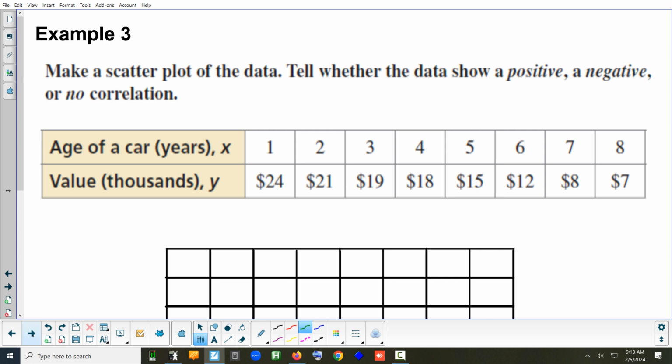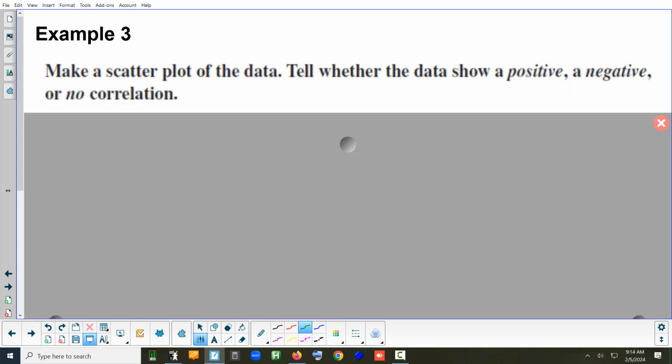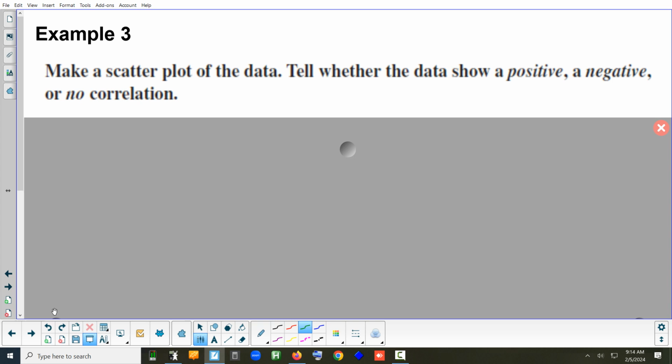Okay, so let's look at this one. Example 3. It says, make a scatter plot of the data and tell whether there is a positive, negative, or no correlation. All right, now, before we even make the scatter plot, based on what you think, do you think that there's a connection between how old a car is and how much it's worth? Just a regular car, not like a special antique car or anything, but just like how old a car is and what its value is. Do you think there's a connection?